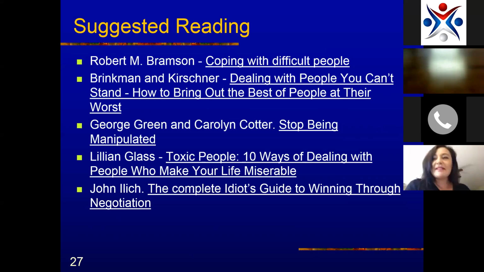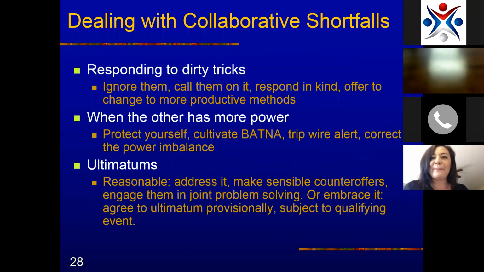Okay, slide 28. Collaboration is the key goal of any team, right? And here are some tactics. How do you respond to dirty tricks? It's best to ignore them or call them on it. Offer to change to more productive methods. If they give you ultimatums, make sure they're reasonable. Address it, or embrace it. Agree to ultimatums provisionally. Make sure that the team's goal is being met.